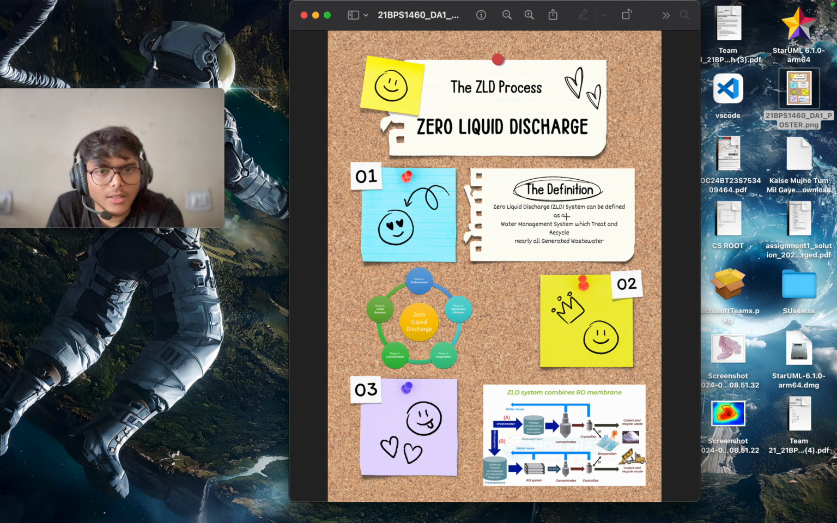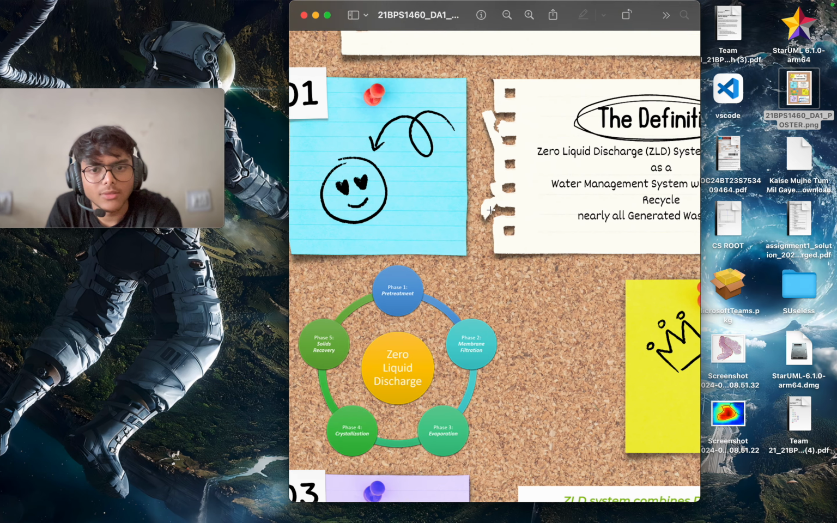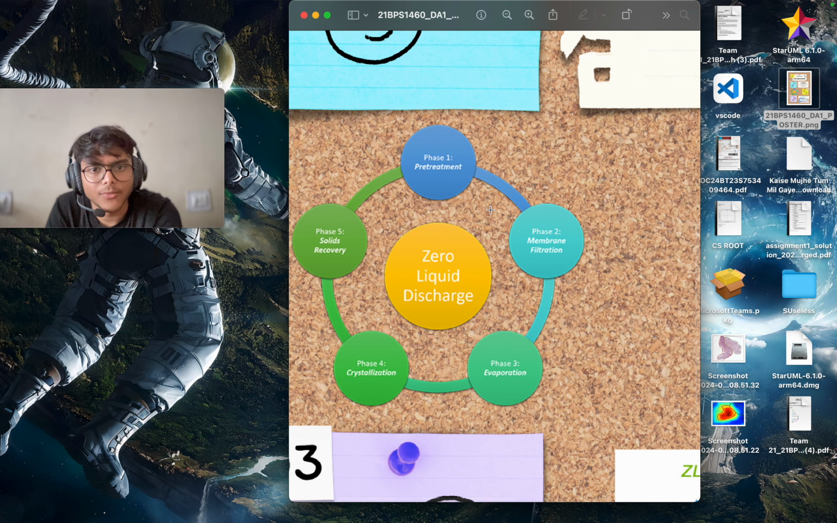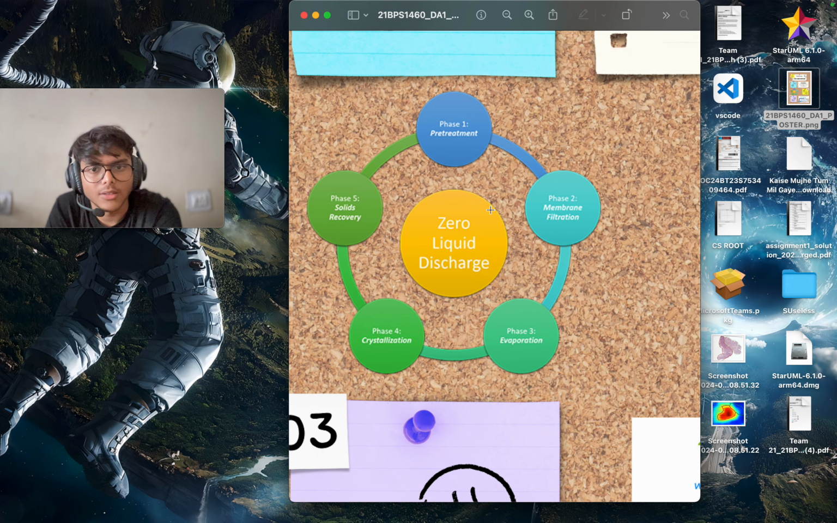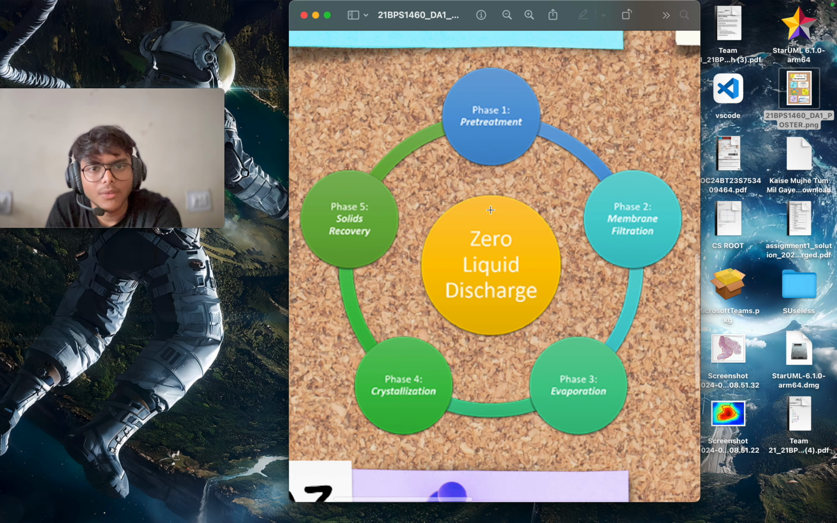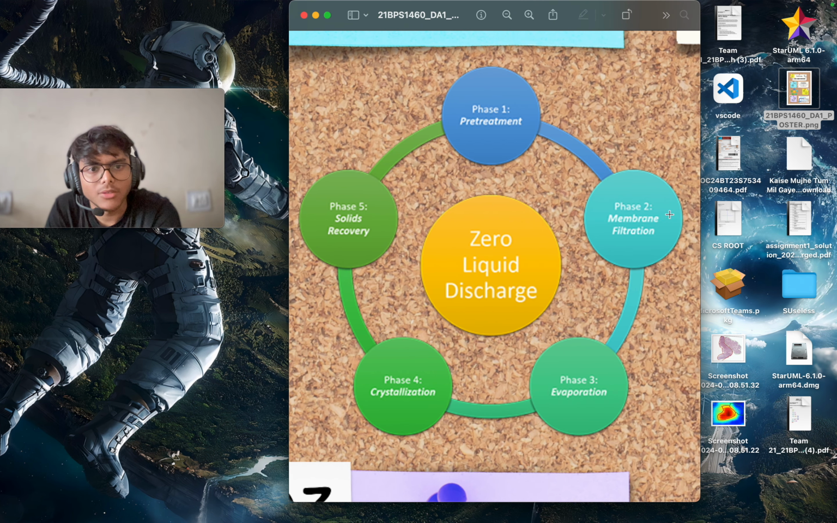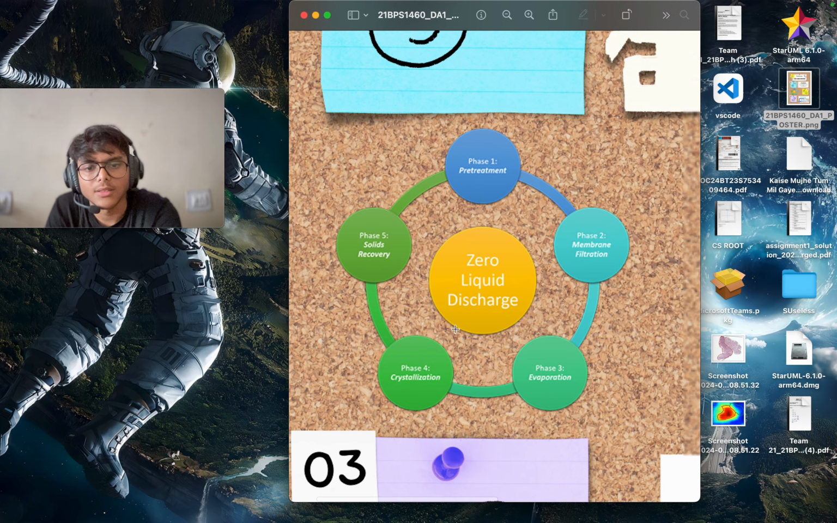The zero liquid discharge system can be defined as a water management system which treats and recycles nearly all generated waste. So what are the phases in the zero liquid discharge, you can see over here. Phase 1 treatment, phase 2 membrane filtration, phase 3 evaporation, phase 4 crystallization, and phase 5 is solids recovery. So these are the five phases of zero liquid discharge.